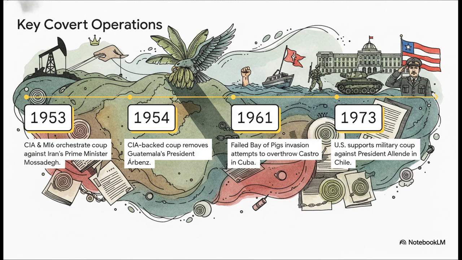In 1953, the CIA helped engineer a coup in Iran to protect oil interests. Just 1 year later, they did it again, removing a democratically elected president in Guatemala. Now, some of these efforts failed spectacularly, like the Bay of Pigs invasion in Cuba in '61. But many others succeeded, like the US-backed coup in Chile in 1973. From Latin America to the Middle East, the strategy was pretty clear.